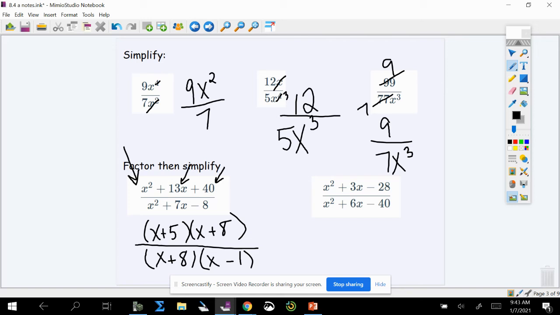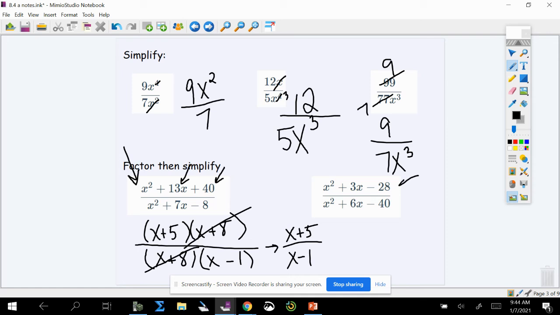Once you have it factored, now you can look and see if anything will cancel. And you do have an x plus 8 on the top and an x plus 8 on the bottom. Those are like factors that cancel. Anything that does not cancel is your final answer. So your final answer will truly be just typing in whatever was left after you go through this process. Same thing on the next one.